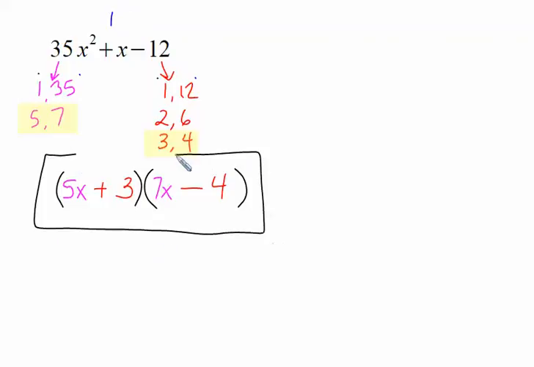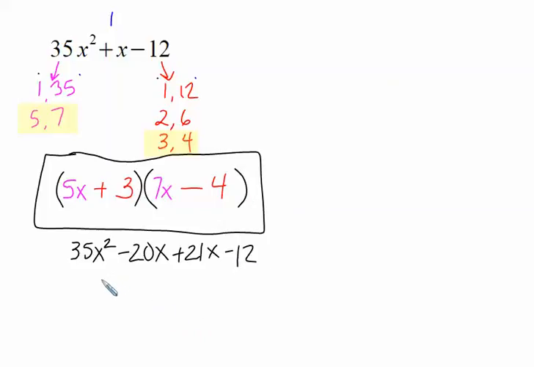As we said in class, please circle your final answer, but then FOIL to check. So 5x times 7x is a 35x squared. 5x times a negative 4 is a negative 20x. 3 times 7x is going to be 21x. And 3 times a negative 4 would be a negative 12. When we combine our like terms, it's going to be the exact expression we wanted. 35x squared plus x minus 12. Let's look at our next example.